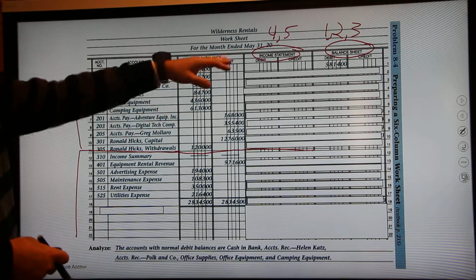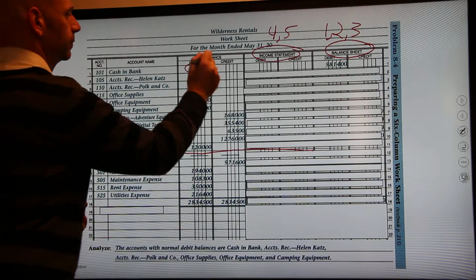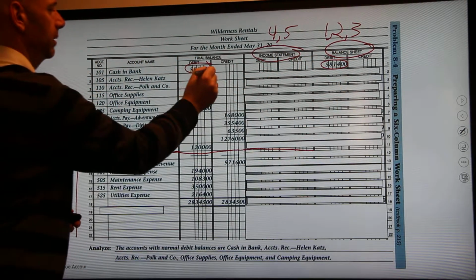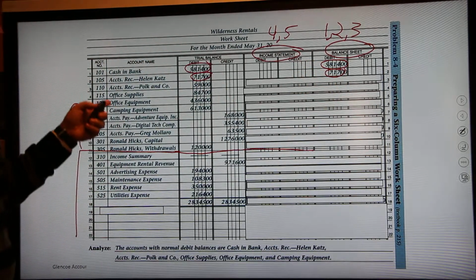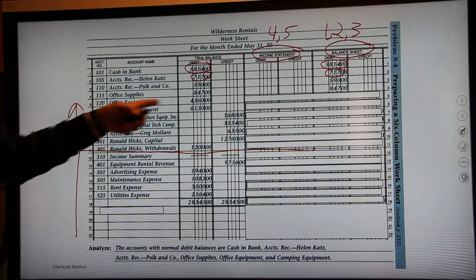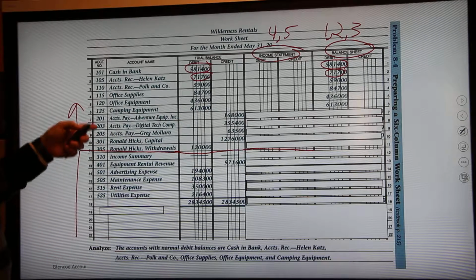Cash in bank, it's an asset, so it goes in the balance sheet. If it's a debit here, it would be a debit over there. Okay? Accounts receivable, it's a debit here. So you would move it here, it's an asset, it goes in the balance sheet. You keep moving them over. Office supplies, asset, goes in the balance sheet. Office equipment, asset, goes in the balance sheet. Camping equipment, it's an asset, goes on the balance sheet.